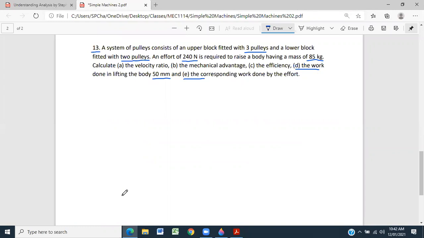I finished, sir. Who's that? Let me see. Jamal. All right, what answer did you get for the velocity ratio? Sorry, it's 5. Okay, so the velocity ratio is 5. Very good. What's the mechanical advantage?